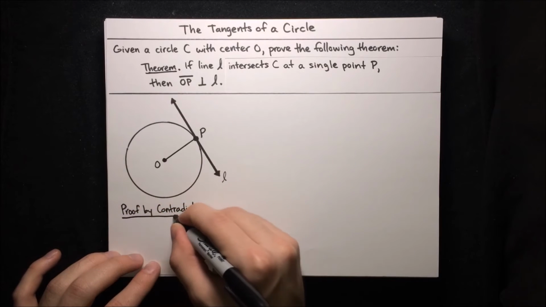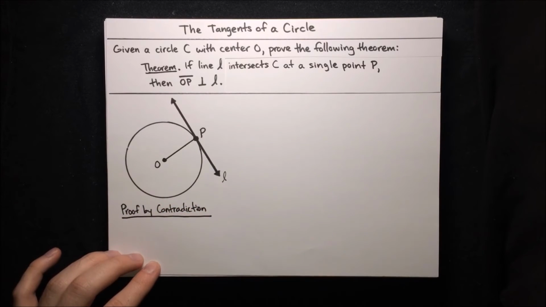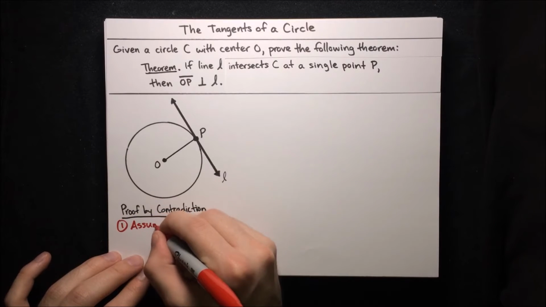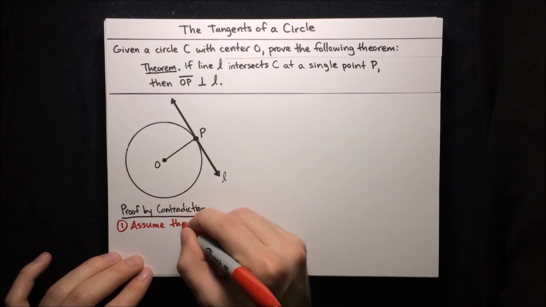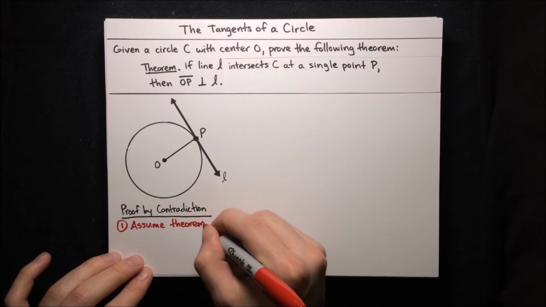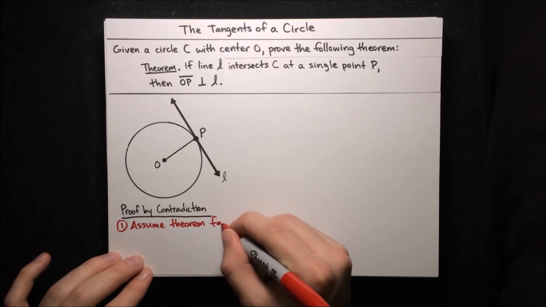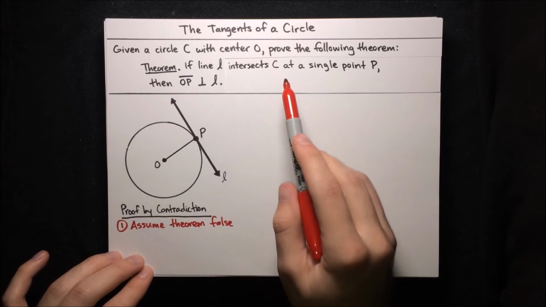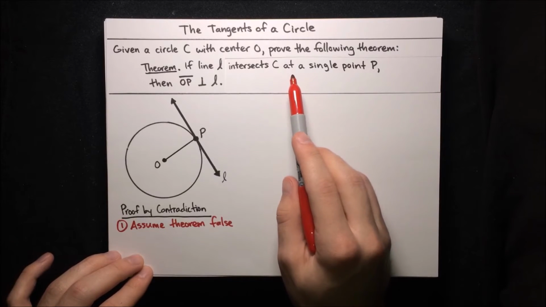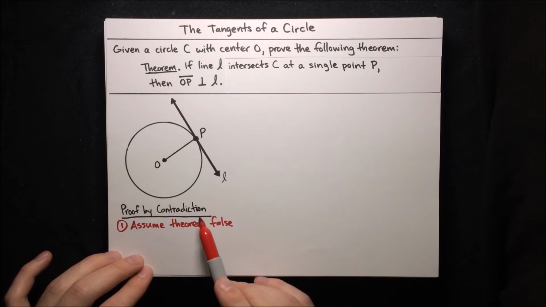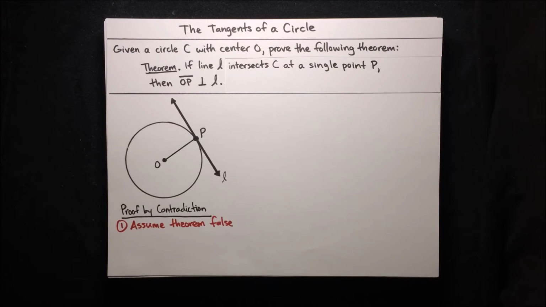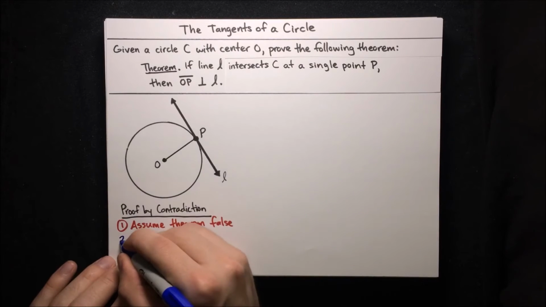Proof by contradiction consists of three main steps. Step 1 is to assume that the theorem is false. So just to be very clear, this is the theorem that we're trying to prove is true, but the first step in proof by contradiction is to assume the opposite. We assume that it's not true. We assume that it's false. And the reason we do that is so that we can get to step 2.